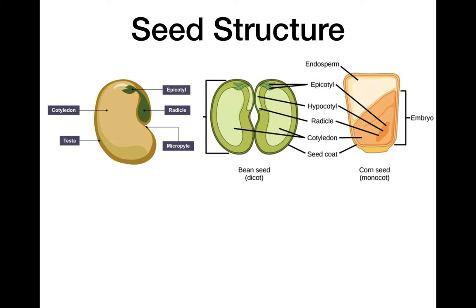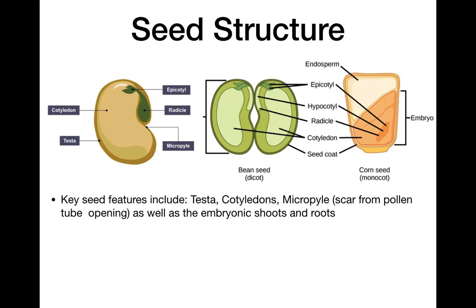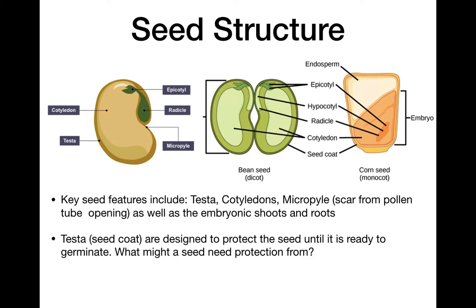Okay, let's talk about seed structures. So here are 3 different seeds to look at, and the structures you need to know and draw according to IB are the testa, cotyledons, the micropyle, which is a scar from pollen tube opening, as well as embryonic shoots and roots. Now the testa is also sometimes called the seed coat, and this is designed to protect the seed until it's ready to germinate.